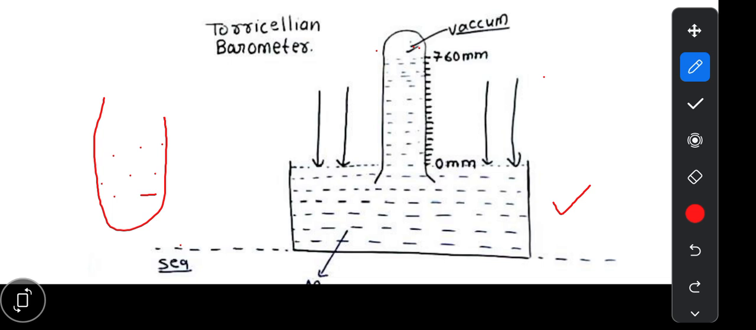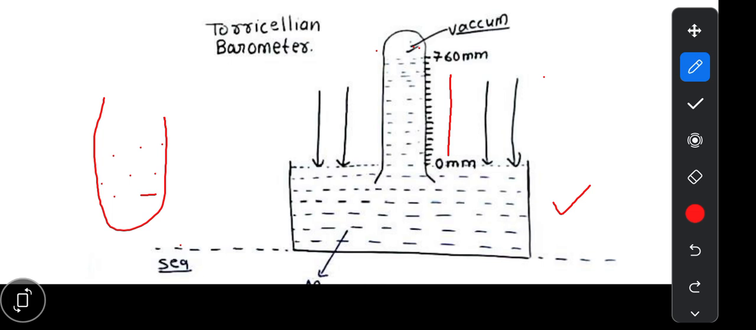We prefer mercury because it is the most common liquid for barometers and manometers, just because it is non-volatile, and volatile means it evaporates, and mercury has a very high density. There is a scale mentioned at the side of the tube that helps to calculate the exact value of atmospheric pressure.